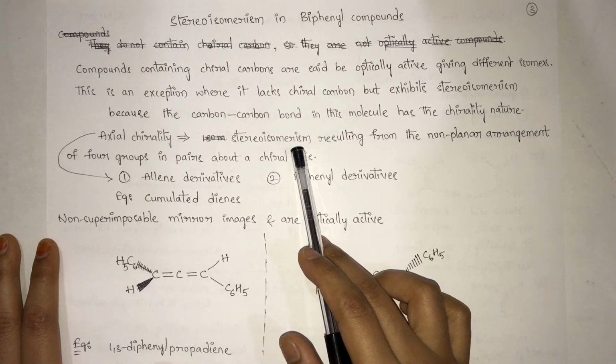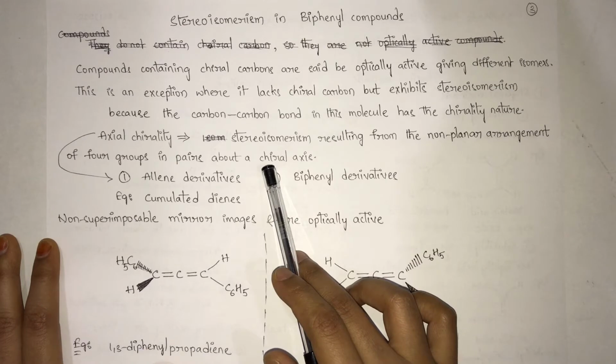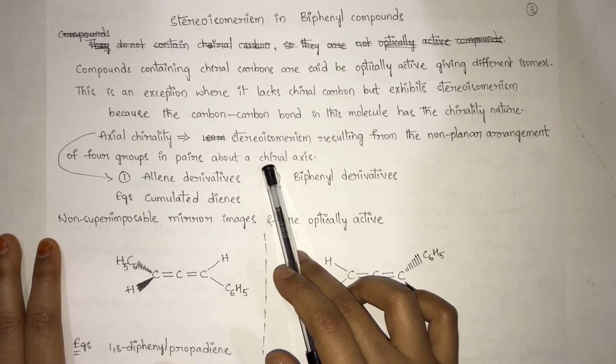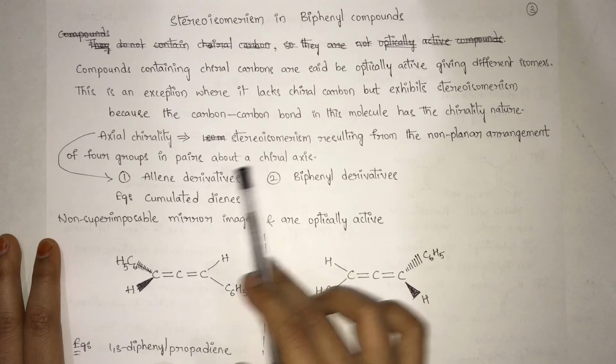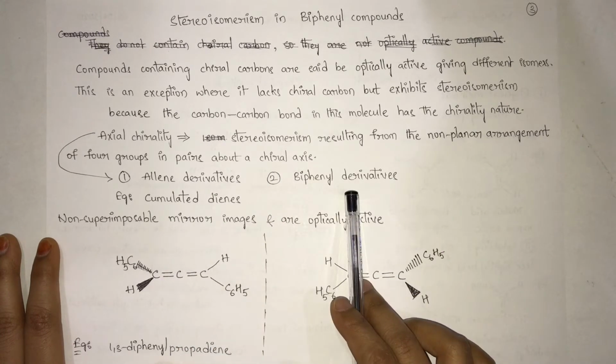Stereoisomerism resulting from the non-planar arrangement of four groups in pairs about a chiral axis is said to be axial chirality. We can see this axial chirality in two different types of molecules. First one, allene derivatives. Second one, biphenyl derivatives.